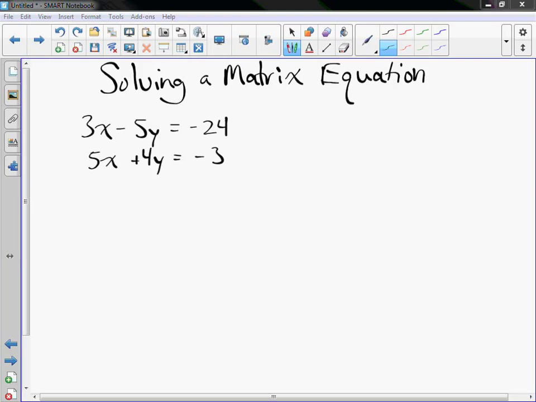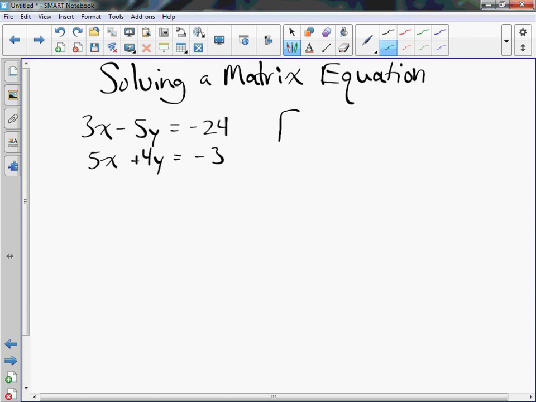Okay, now we've built up to this point. We found determinants. We found the inverse of a 2 by 2 matrix, which is going to help us with this situation where we want to solve this system of equations using a matrix equation. So first we have to write the matrix equation.